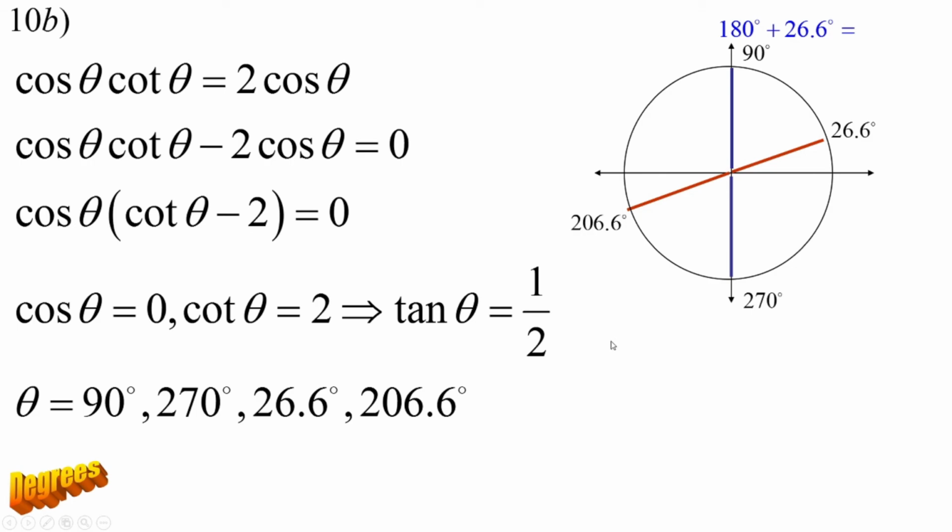So here we have it. Those are my 4 solutions within one rotation. But one more time, I did not give you the interval from 0 to 360 degrees. So I've got to talk about every possible solution. So you got your 90, your 270, your 26.6, and your 206.6.